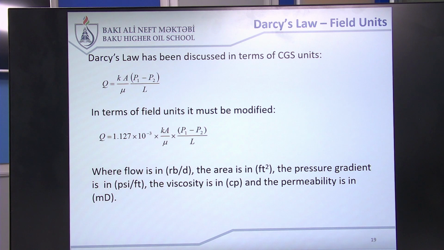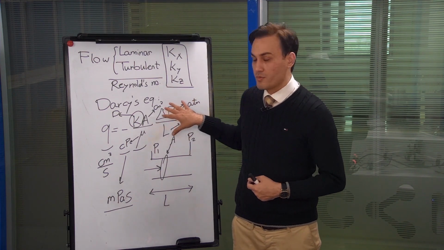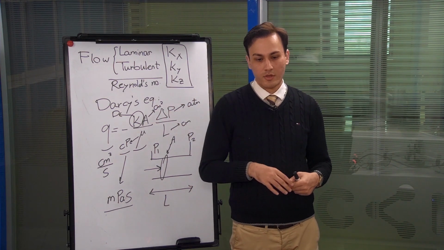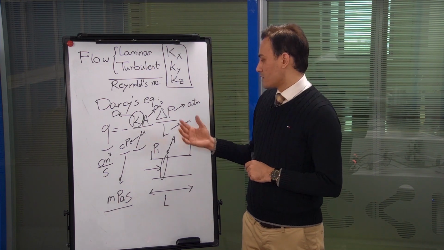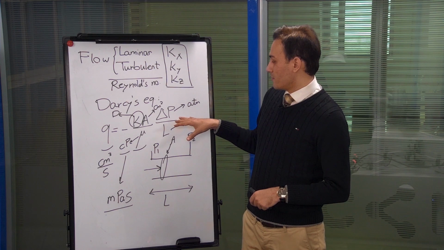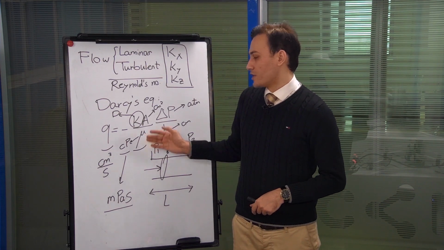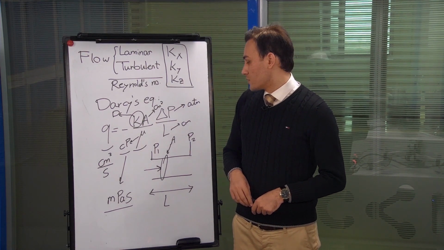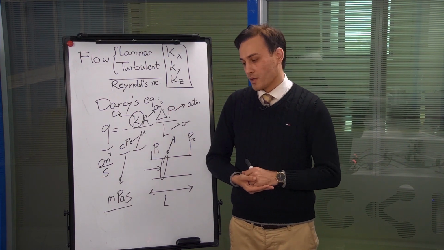This equation in this form is written in Darcy's units, and different countries use different units for different parameters. For example, for pressure in Azerbaijan, they may use bar or atmosphere, but in the UK or US, they may use PSI. That's why we need to add some conversion factor here, so we can use the values without any conversion.